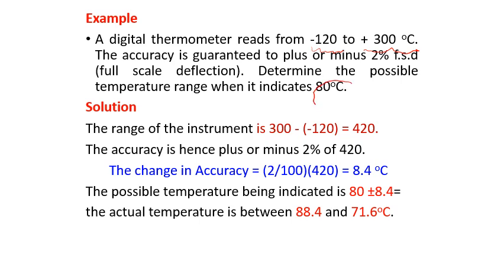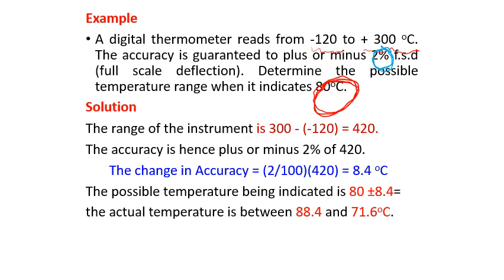So we are measuring 80 degrees Celsius. What is the possible value of the measured quantity? First of all, we want to know what this 2% means. It's 2% of the full scale. What is the full scale? So we will calculate the range, or the scale.